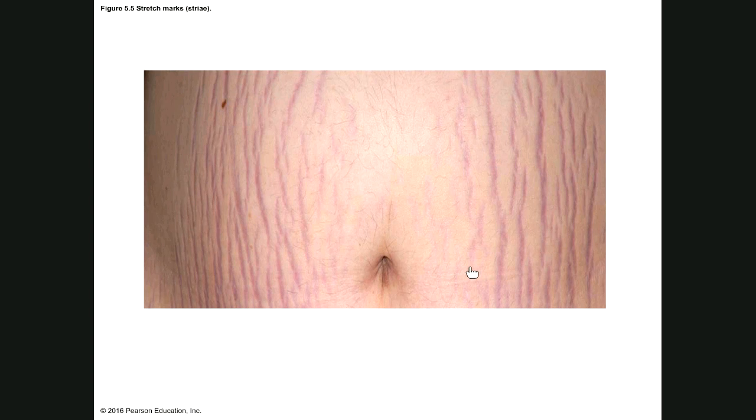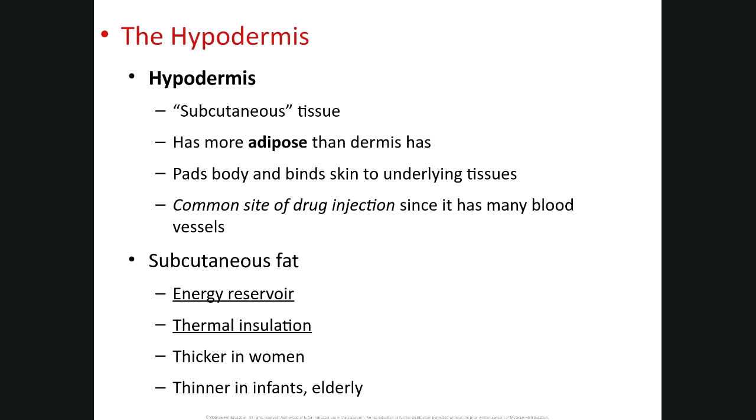Here's the picture, and everybody pretty much knows what striae look like. This is a pretty serious case of striae. Again, extreme stretching of the skin due to tearing of collagen. Collagen fibers will tear due to extreme stretching.